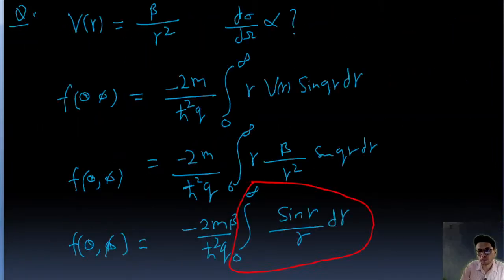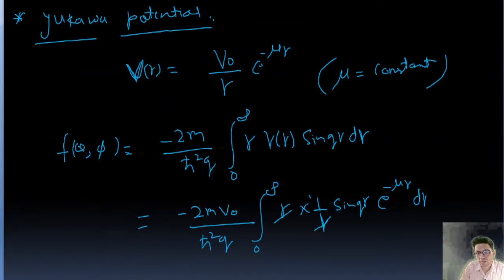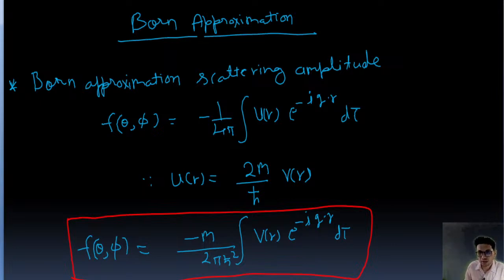So now I'm going to solve it. We know that the scattering amplitude f(theta, phi) equals, here I'm going to use this formula, guys, the first formula which I have written: minus m upon 2 pi h cut, integral V(r) e to the power minus iota q dot r d tau. This I'm going to use.